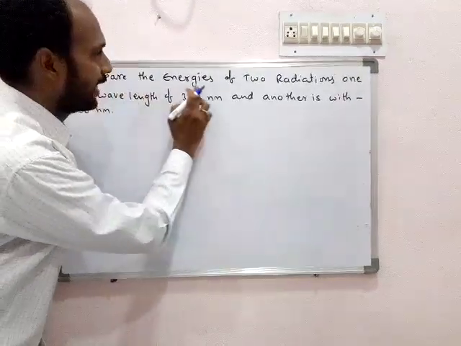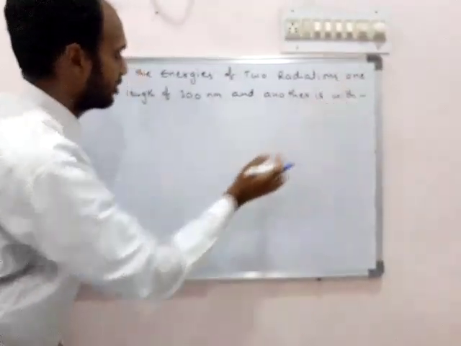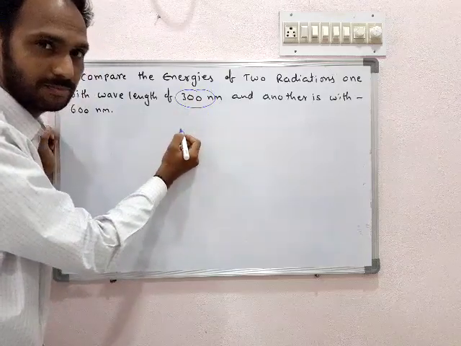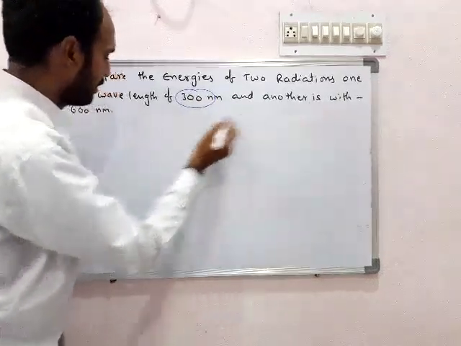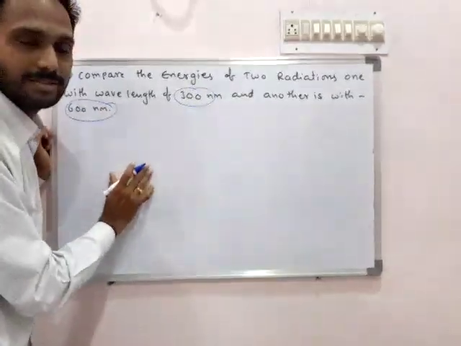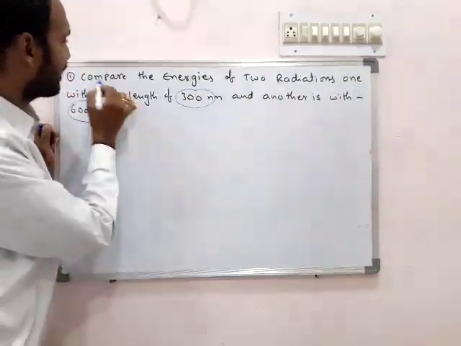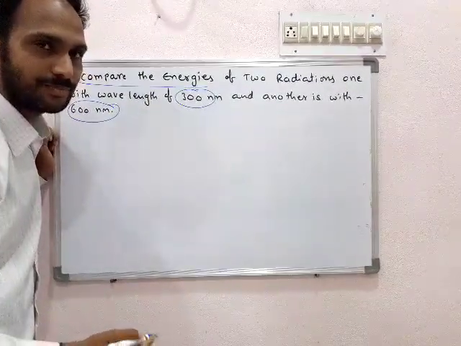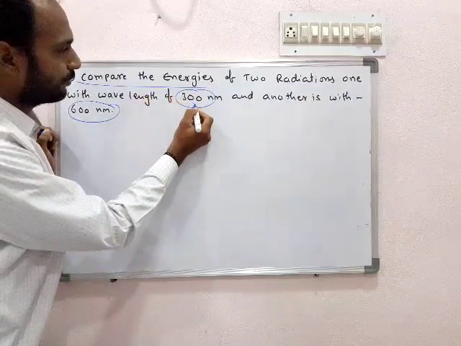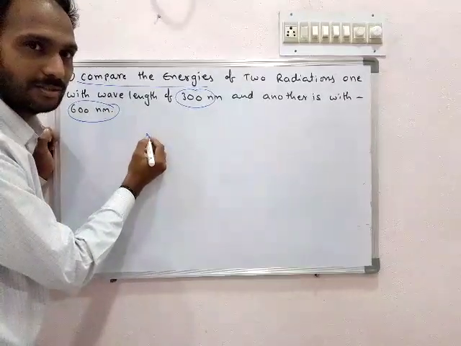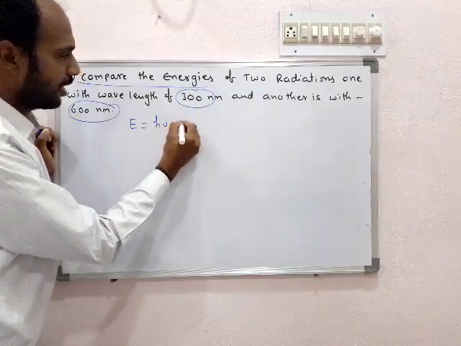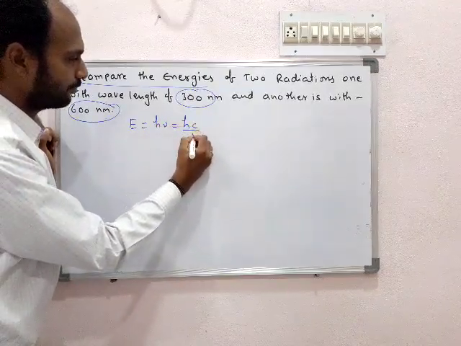Compare the energies of two radiations. One is with wavelength of 300 nanometers and another is with 600 nanometers. Here simply it is asked to compare their energies. Two wavelengths are given, and we need to compare their energies. We know the general equation E equals h nu. In the place of nu we can write c by lambda.